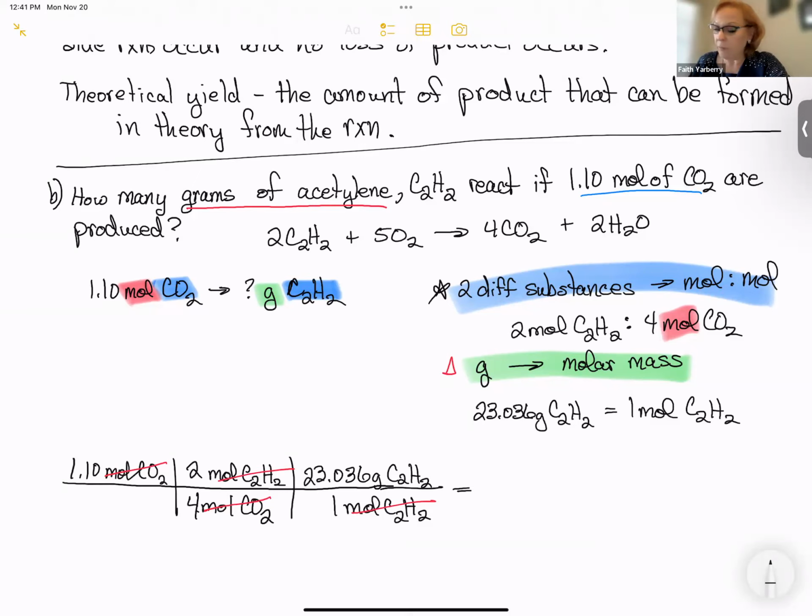So 1.10 moles times 2 divided by 4 times 26.036 is 12.6698. And if we're keeping things according to significant digits, that would be 12.7 grams of acetylene. Take a moment, look at that, and I will answer questions.